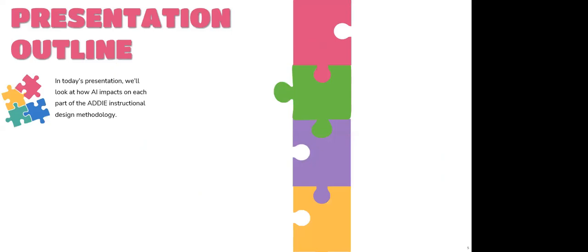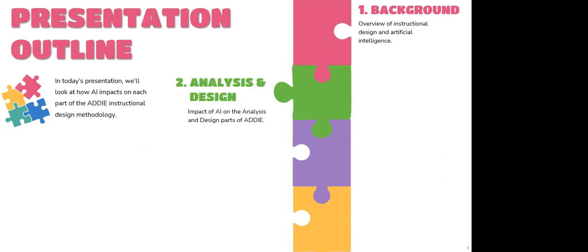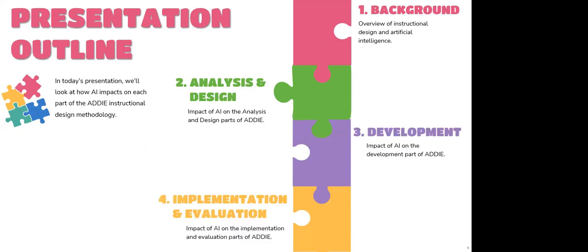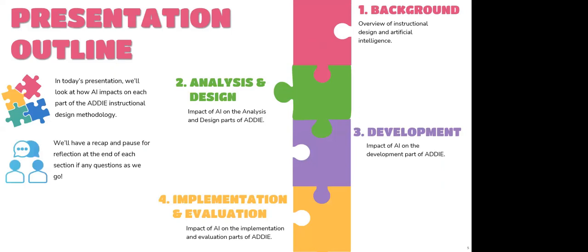So then in terms of the timeline of what we're going to look at, we're going to again start with background, move on then to the A and the D in ADDIE, which is analysis and design. The second D of ADDIE is development, and then we're going to finish up with implementation and evaluation. At the end of each of these sections, then we'll have a recap and a pause for reflection.